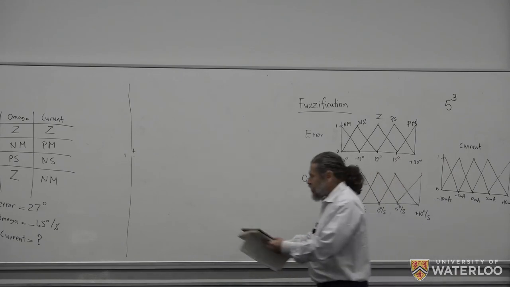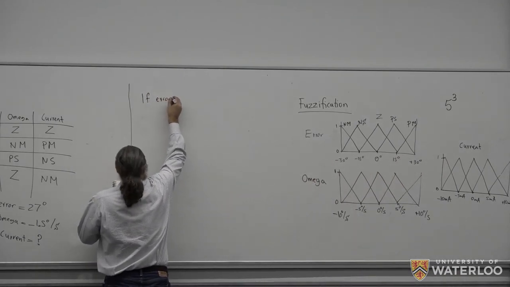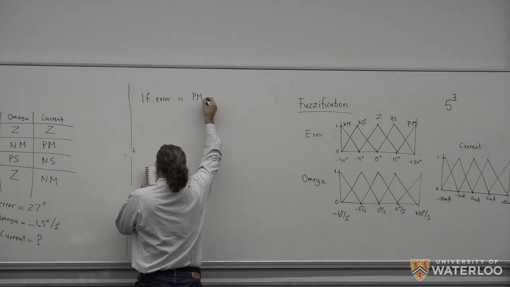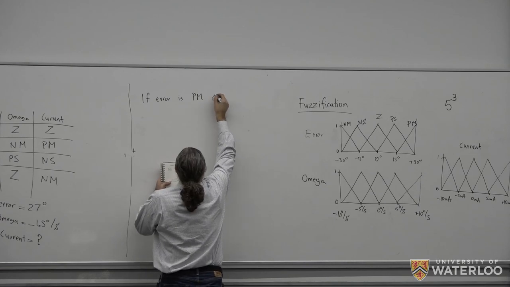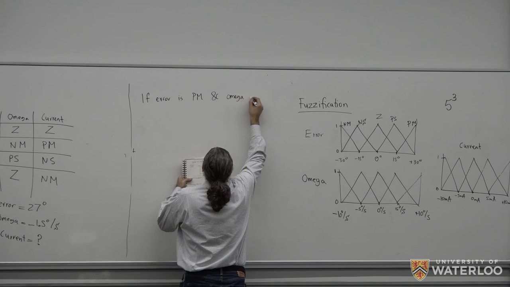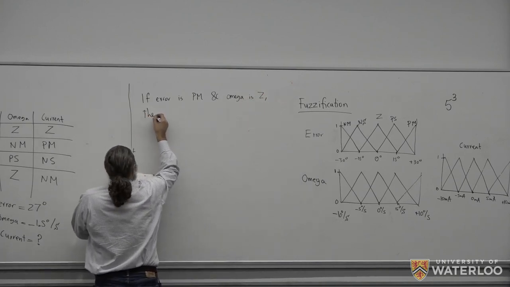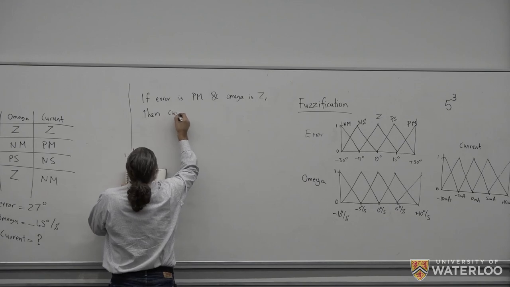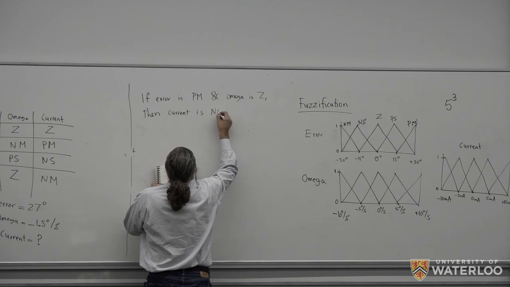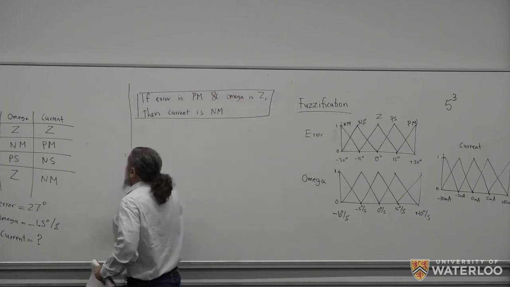He says, look, this is the rule. If error is positive medium and omega is zero, then current is negative medium. This is the rule that the nice colleague gives me.